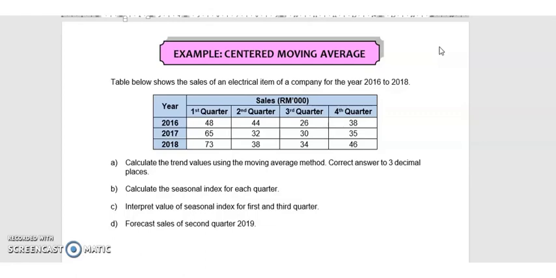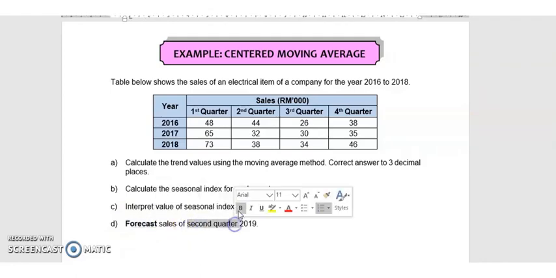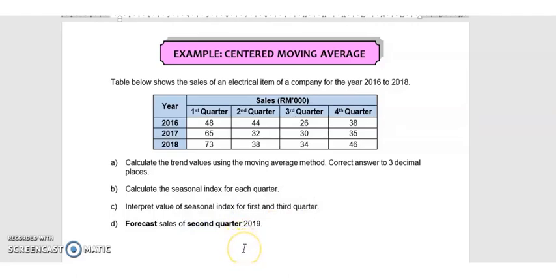So here we have data about sales of an electrical item of a company for the year 2016 to 2018. If you're still confused whether we want to forecast by year or by quarter, you look at the forecast question here. Forecast sales of second quarter. Second quarter means that we need to forecast by quarter. So how many quarters do we have here? 4 quarters. So 4 even terms, so we use centered moving average.